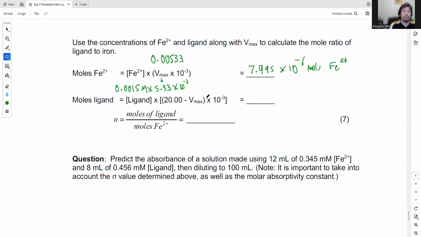And this is why I wish I knew what the ligand concentration was, because you're going to do something very similar. So whatever you find, whatever that ligand concentration is, times 20 minus the max volume, and then times 10 to the minus 3.